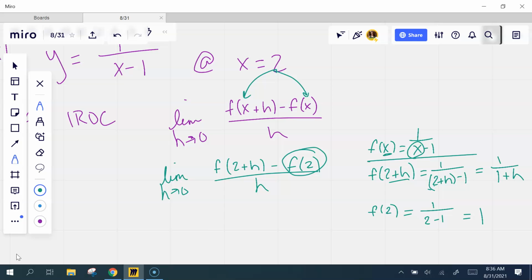Why am I doing all of this? Why am I not just substituting in the limit? I would have 0 on the bottom. Everybody sees that, right? That's not multiply, that's subtract. So 2 plus h minus 1.